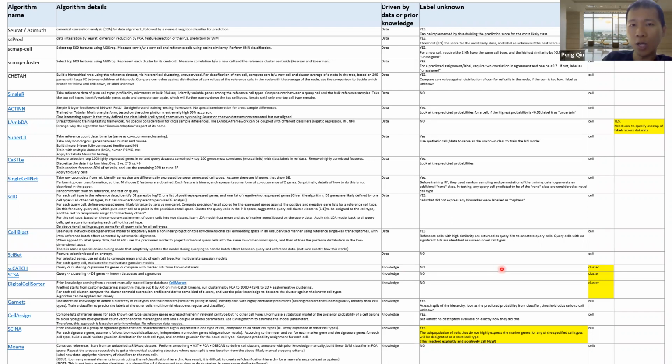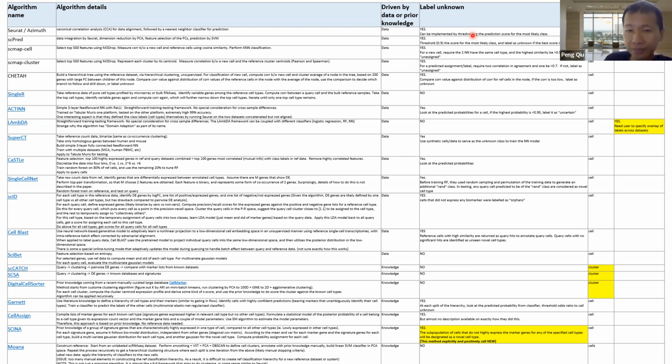Another feature that I felt worth summarizing is whether or not these algorithms have the ability to label unknown cell types. Because when you're trying to annotate cell types in a new data set that you just generated, there always can be a possibility that your new data set contains some cell types that do not exist in any of the previously known cell types or knowledge, right?